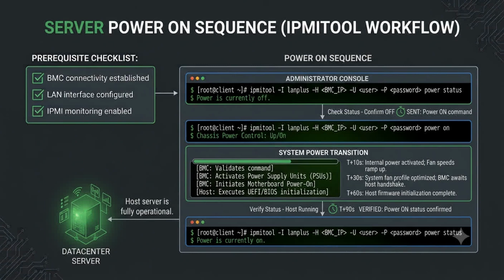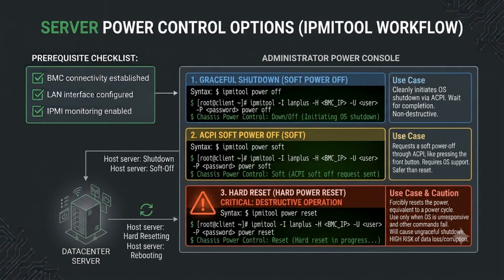There are 3 ways to stop a server. First is ipmitool power off. This sends a soft shutdown signal to the operating system. The OS gracefully stops services, flushes caches, closes files. It takes 30 seconds to 2 minutes to shut down cleanly. This is the safe way. This prevents data corruption.